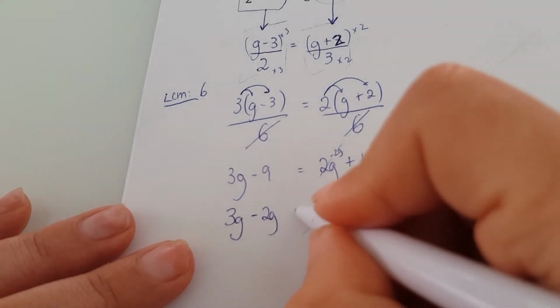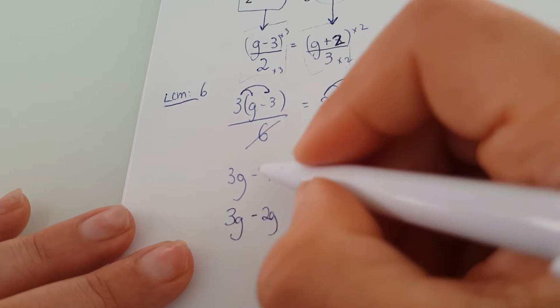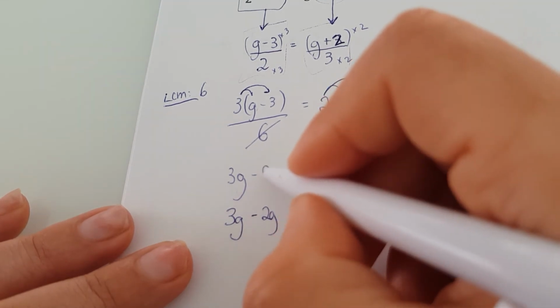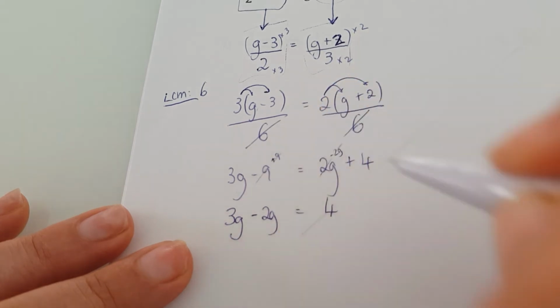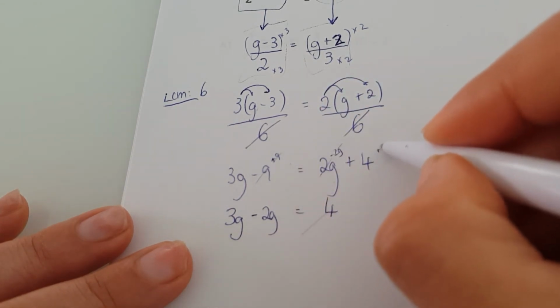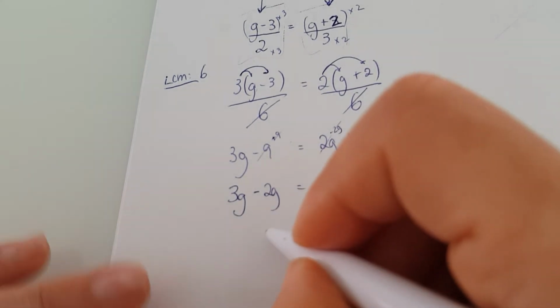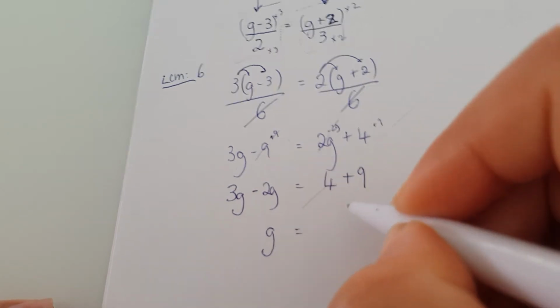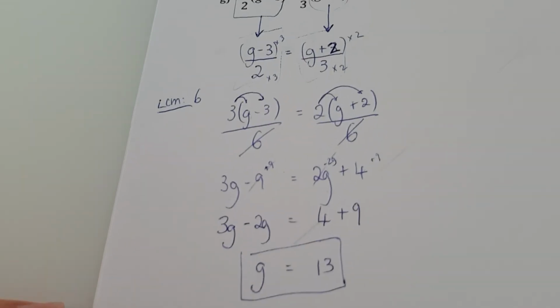Okay, now this one I have a 4. I need to get the minus 9. So I need to eliminate the minus 9 from that side. Minus 9, opposite of minus is plus 9. So it will become 0. If you add plus 9 there, you have to add plus 9 on this side as well. So I get 3g minus 2g, 1g, 9 plus 4, 13. That's the final answer, and let's check it out.